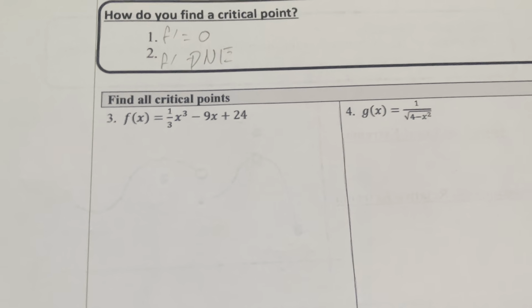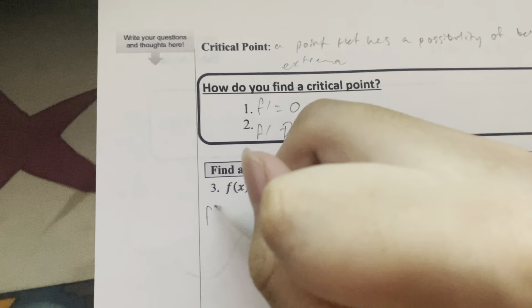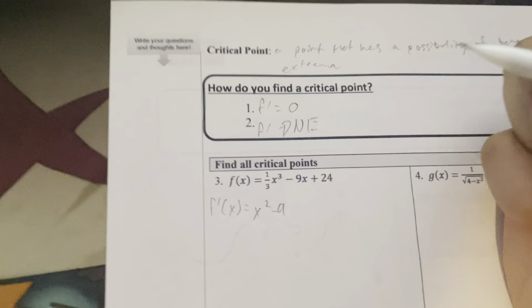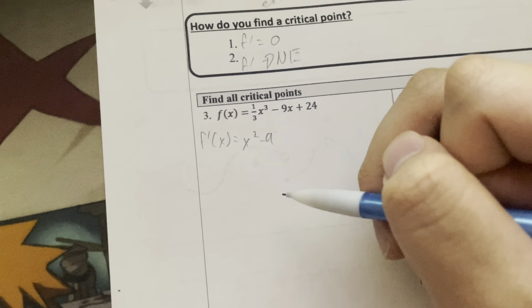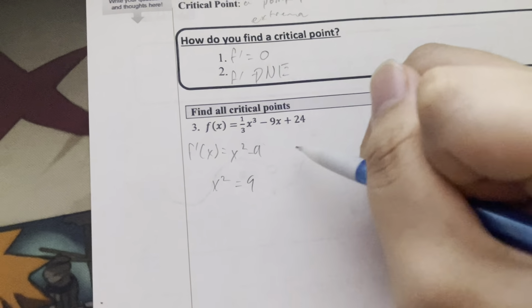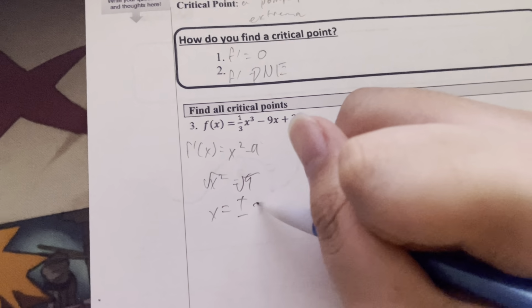So find all critical points. First, we have to find the derivative. So f prime of x equals x squared minus 9. And then we can solve for 0. So x squared equals 9. Just bring the 9 to the other side. Square root, x equals positive and negative 3.